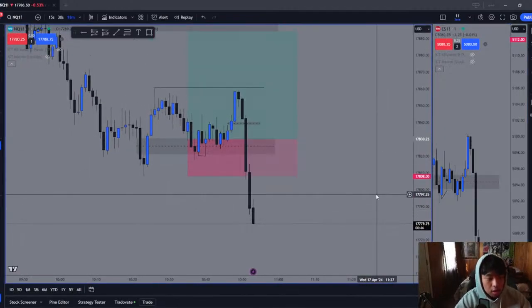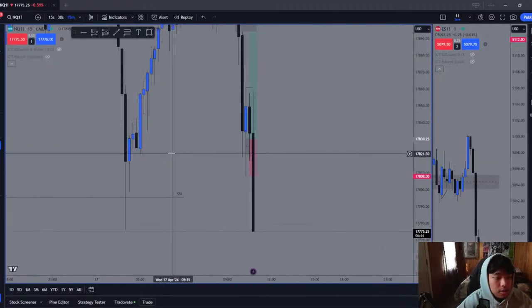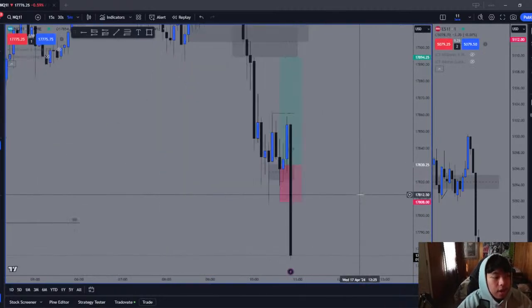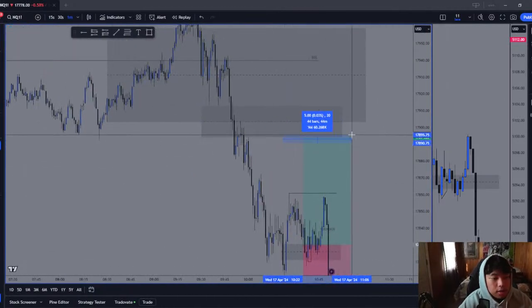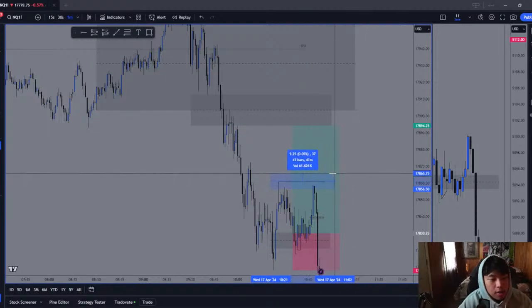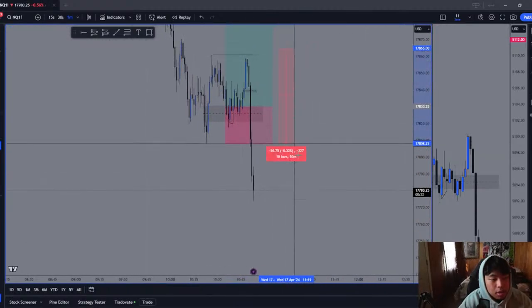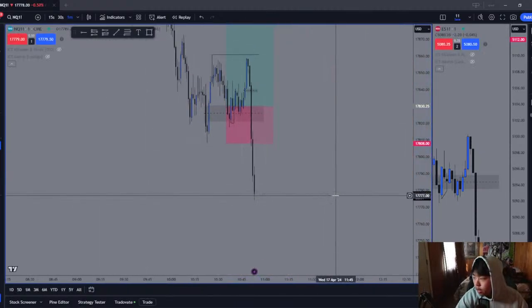I took this long because we came down to some sort of liquidity here. 5 minute broke structure to the upside, entered off this inverse. Was looking to target this 15-minute fair value gap, but I was gonna move my stops to break even after taking this high. And we just completely flipped over and dumped. So it's all good.